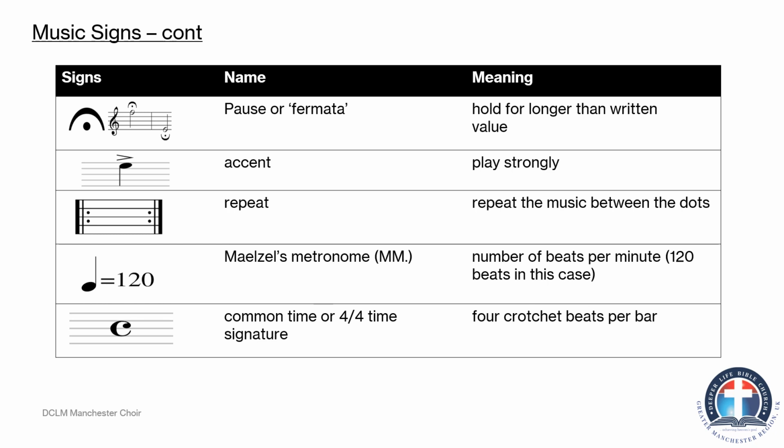Then sometimes you have a very short greater than sign. That sign is not the same as your decrescendo or diminuendo. The decrescendo or diminuendo is longer, but this one is a short greater than sign. It means accent. It means emphasize that place. Play strongly. When you get to that place, emphasize it. Play it strongly. That is what it means.